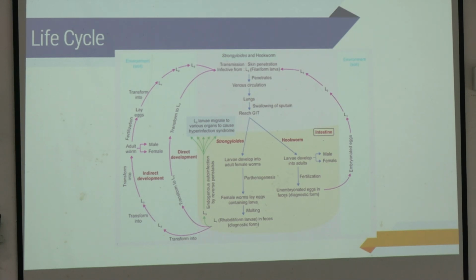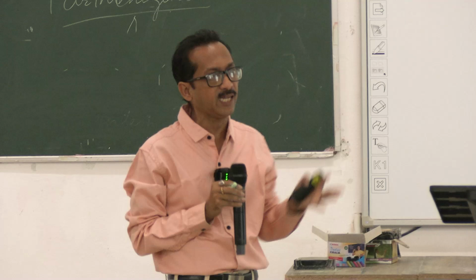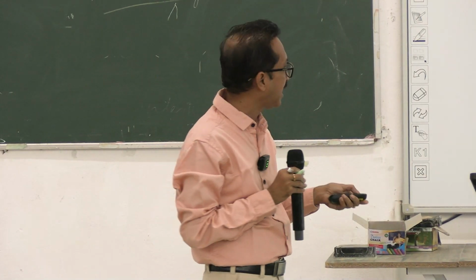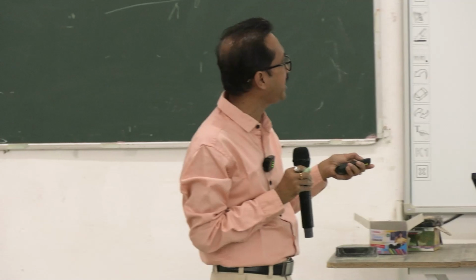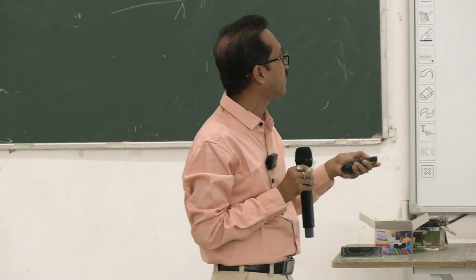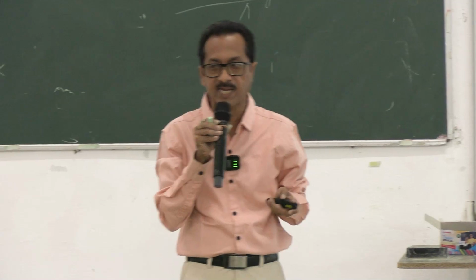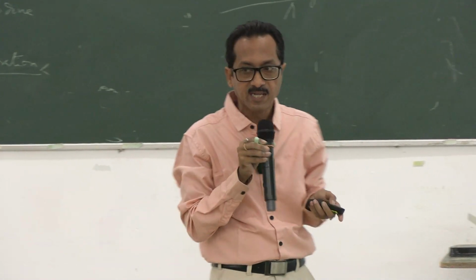One is the indirect method: L1 goes into the soil, molting occurs, L1, L2, L3, then it forms the adult worm. Then again, after eggs, it transforms into L1, L2, L3, and L3 is the infective form. Otherwise, this L1 develops into L3 and it acts as the infective form. So there are three methods of life cycle. In the Strongyloides life cycle, you mention all three methods.